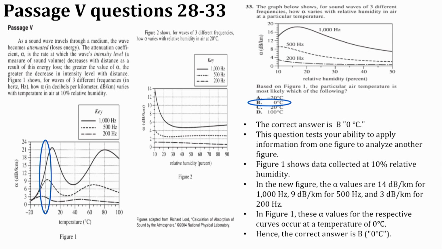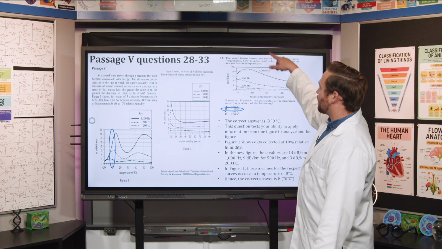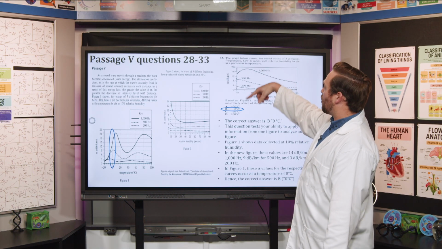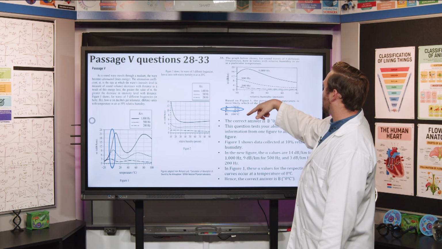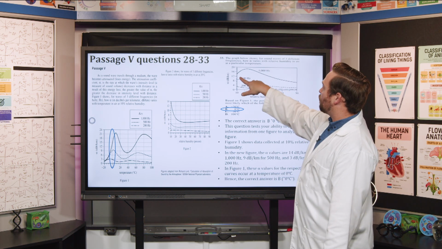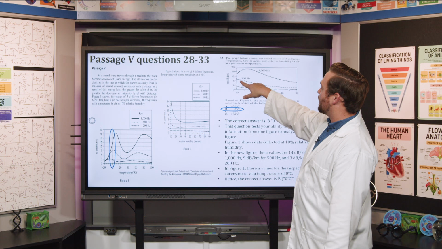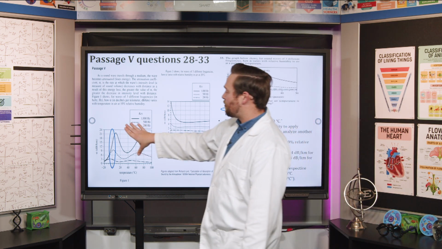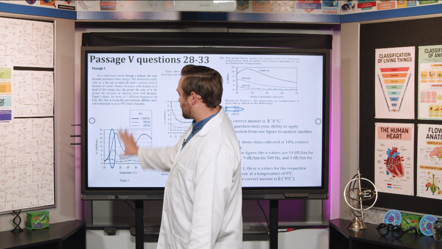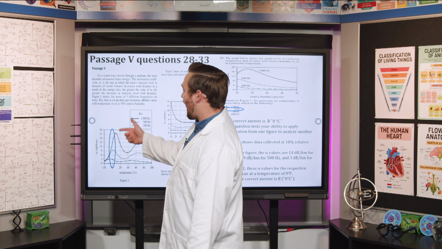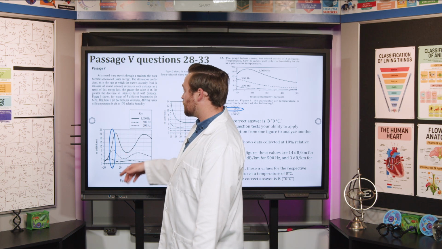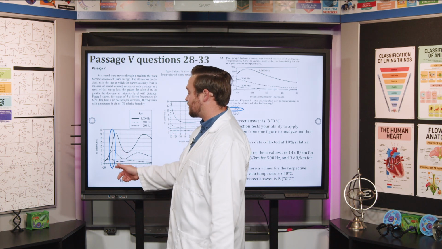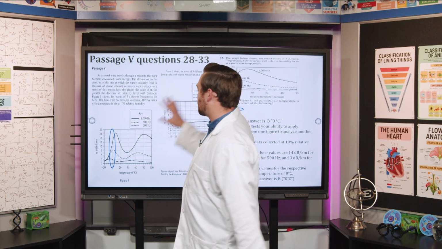So again, what's going on here is when I look at this graph under 33, I can see what these values are for 10% relative humidity. You can see that the top one is about 14, the middle one is 9, and then the bottom one is 3. If I take that information and compare it to 0 degrees temperature on figure 1, I can see that I'm getting the same values. And so that tells me that this test was probably done at 0 degrees Celsius because these two pieces of information are the same.